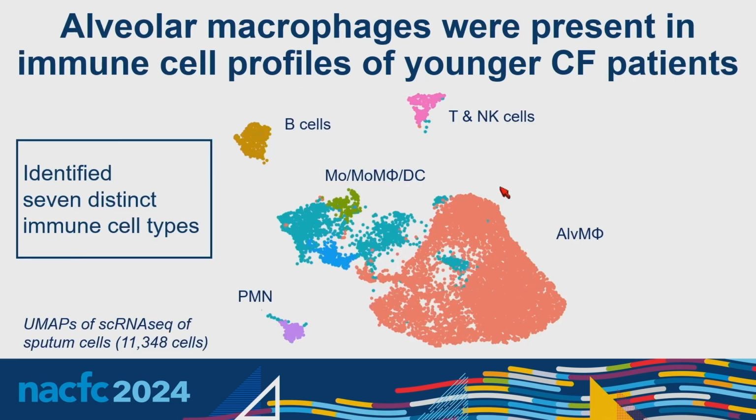In this slide, we are seeing a UMAP data. Again, each color representing different cell types. We were able to identify 7 distinct immune cell types present in younger CF cohort. But what was interesting is that alveolar macrophages were present in younger CF cohort when compared to adult CF cohort, and showing a higher abundance in terms of percentages when compared to other cell types.